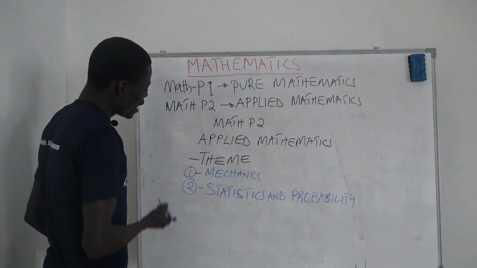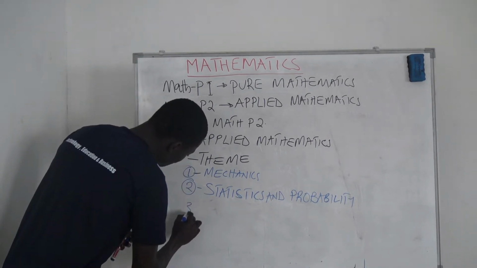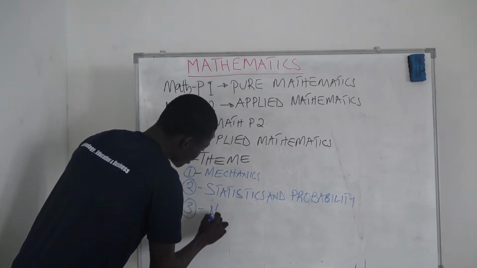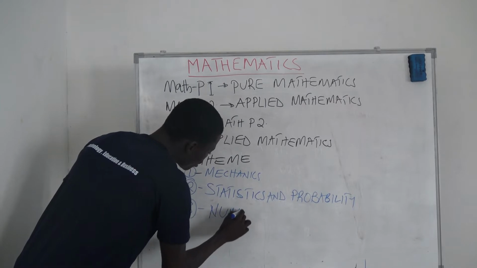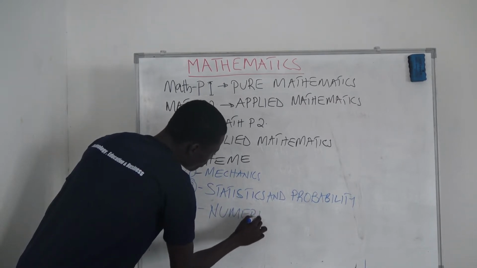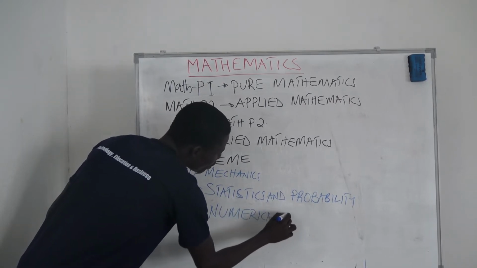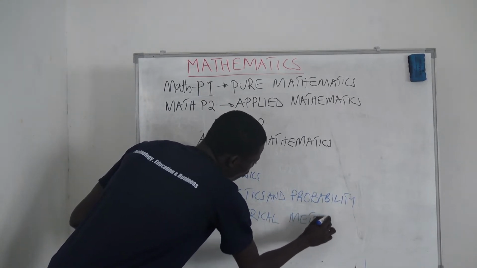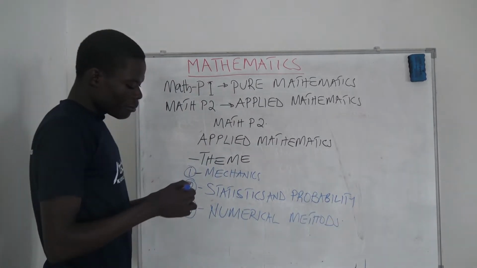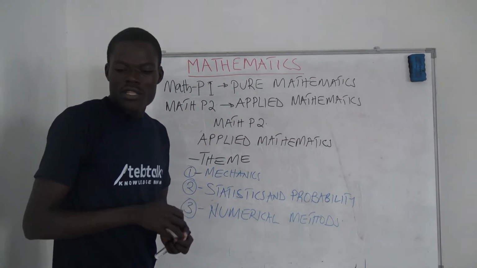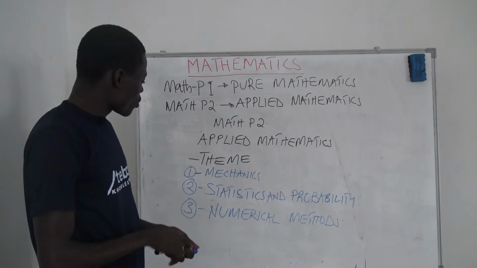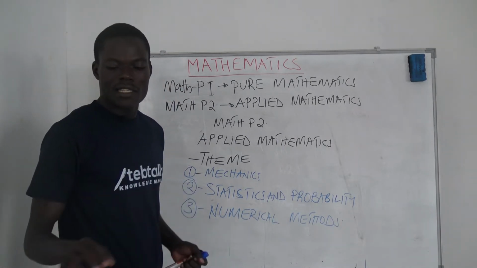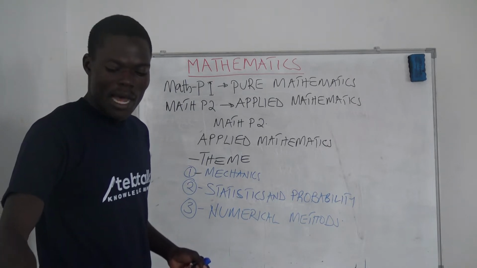Finally, the last theme under Maths 2 we have is numerical methods. Those are the three themes which we are going to look at in mathematics paper 2.